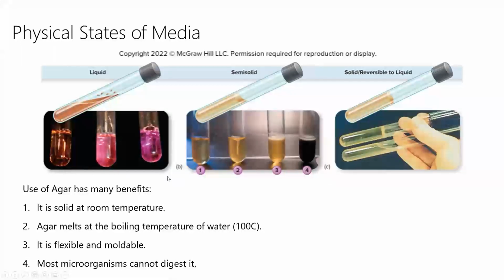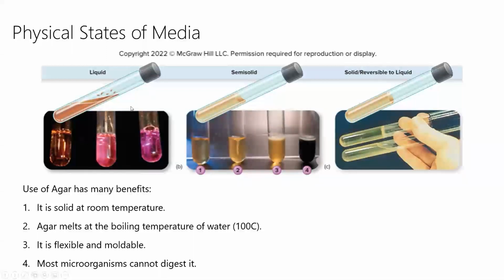The physical state of the media. So we can have liquid. This would be the broth. This one is really good if you're trying to get a lot of bacteria to grow really quickly. And you can see that there are differences based on color change, and it will become more turbid or more cloudy the more the bacteria grows. The downside to using liquid culture is I can't pick out different bacteria. So if I have two kinds in the same broth, I can't separate them very well.